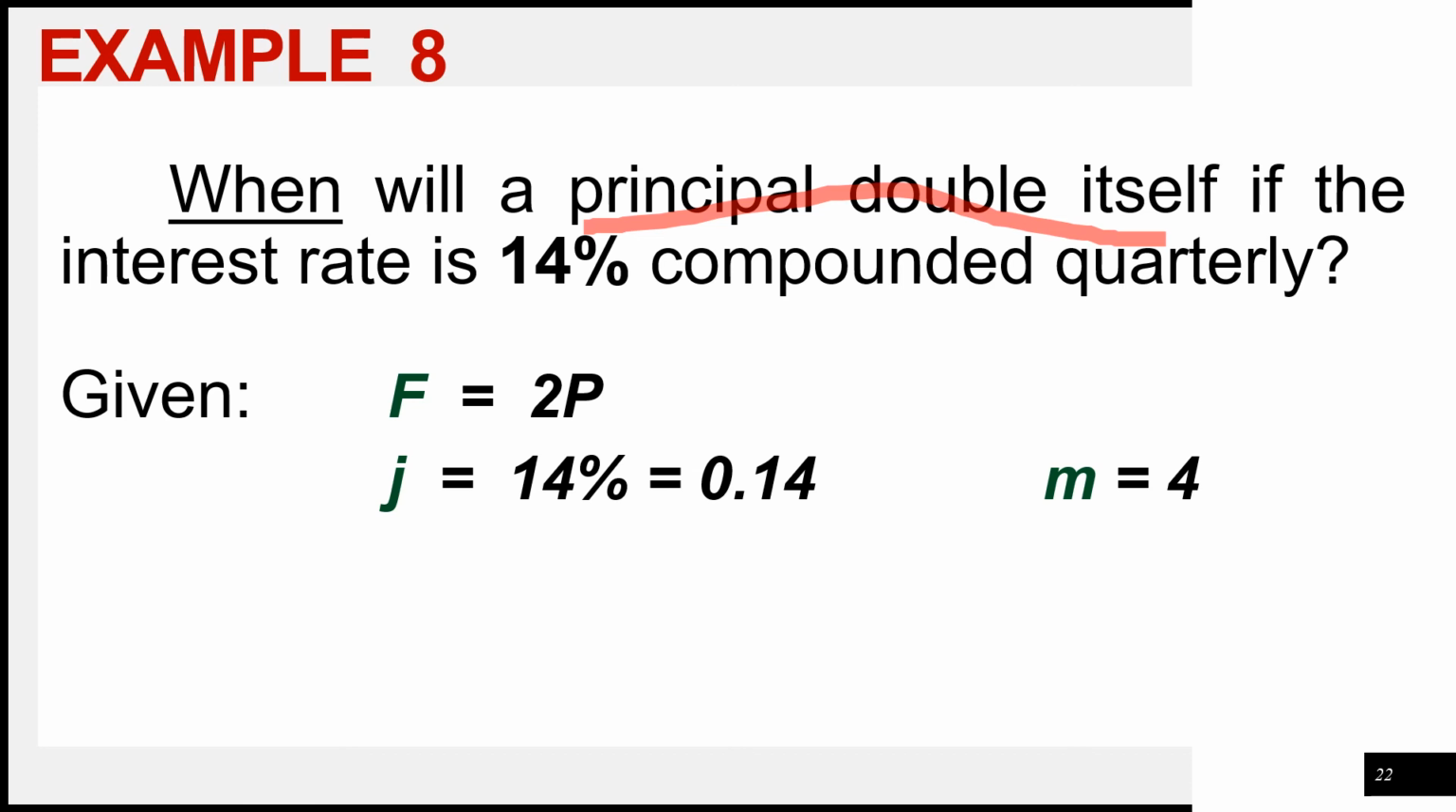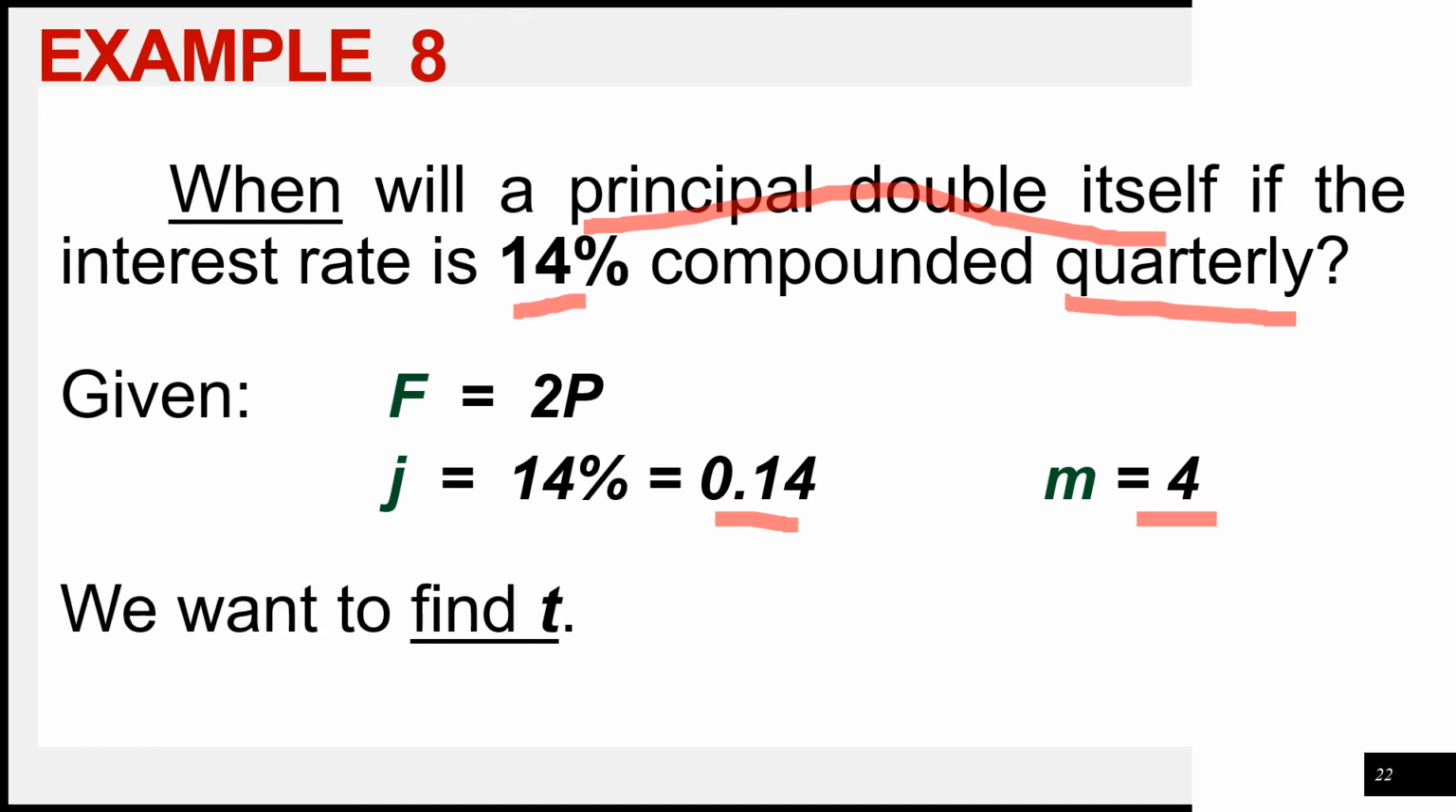Then we have our j, which is the nominal rate of 14% or 0.14. Then we have our m, which is equal to 4, since when you say quarterly, that means it will grow 4 times in 1 year. Now, with the following data given, we will be looking for the value of our t.